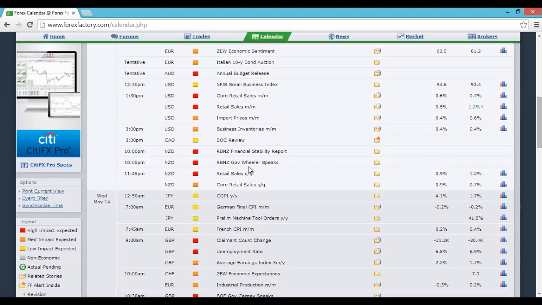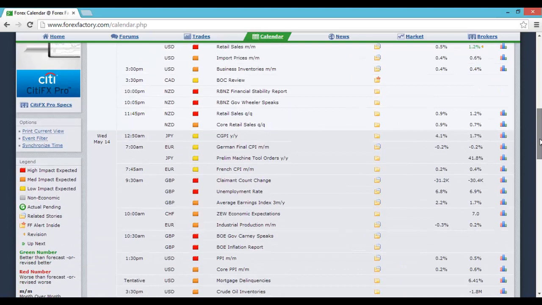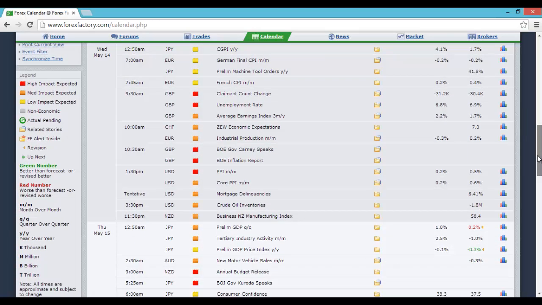PM we've got some New Zealand data. We've got the retail sales. So we've got the Reserve Bank of New Zealand Governor Wheeler speaking, and the Reserve Bank of New Zealand Financial Stability Report out as well. So if any of you trade the Kiwi, on Wednesday at 9:30 we've got some UK data. We've got the unemployment rate, we've got the claimant count number, so big piece of data there from the UK.